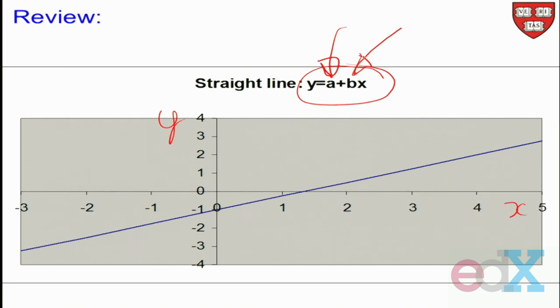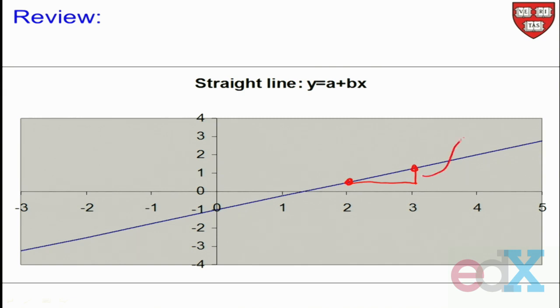A is the intercept. For example, if you put x equals 0 into this equation, you get that y is equal to a. So a is where the line crosses the y axis. And what is b? Well, if we start at a point here on the line and we increase x by 1, what happens to y? Y gets increased by this amount. That is b. So that's the slope. So b is the slope.